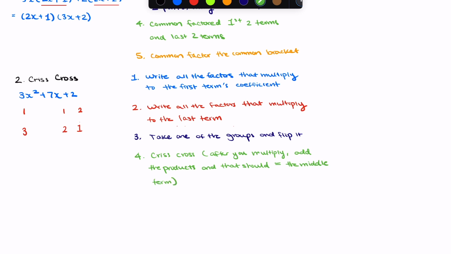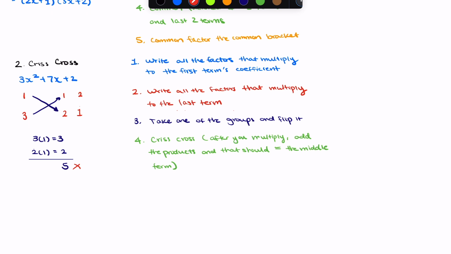Okay, so if we start with 1 and 2, and we crisscross here, or let's do 3 times 1 first. So here we have 3 times 1 is equal to 3, and we have, sorry, 2 times 1 will be equal to 2. So if we add those together, that will give us 5. That does not give us the middle term. So therefore, we have to try the other combination.